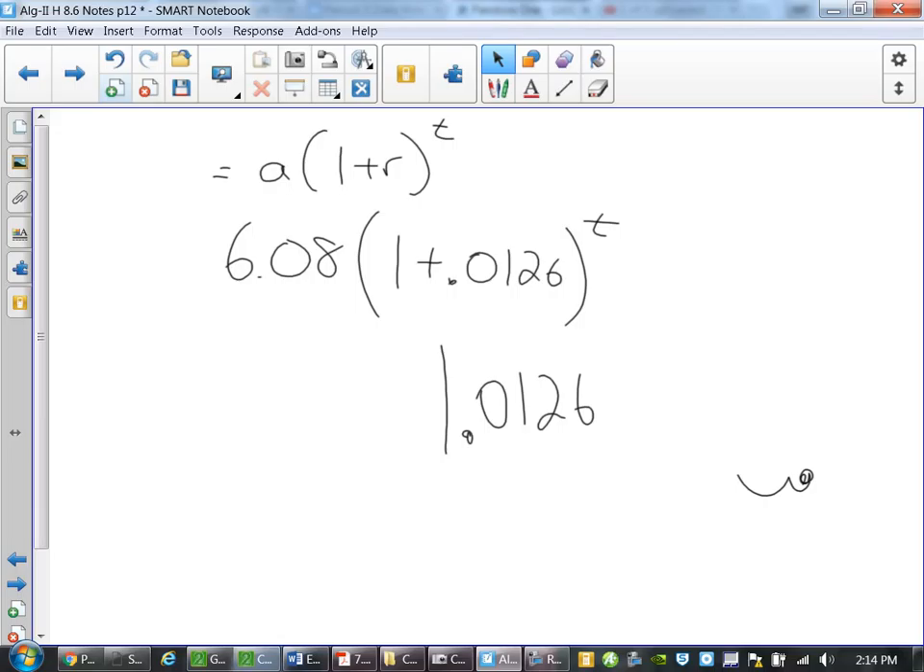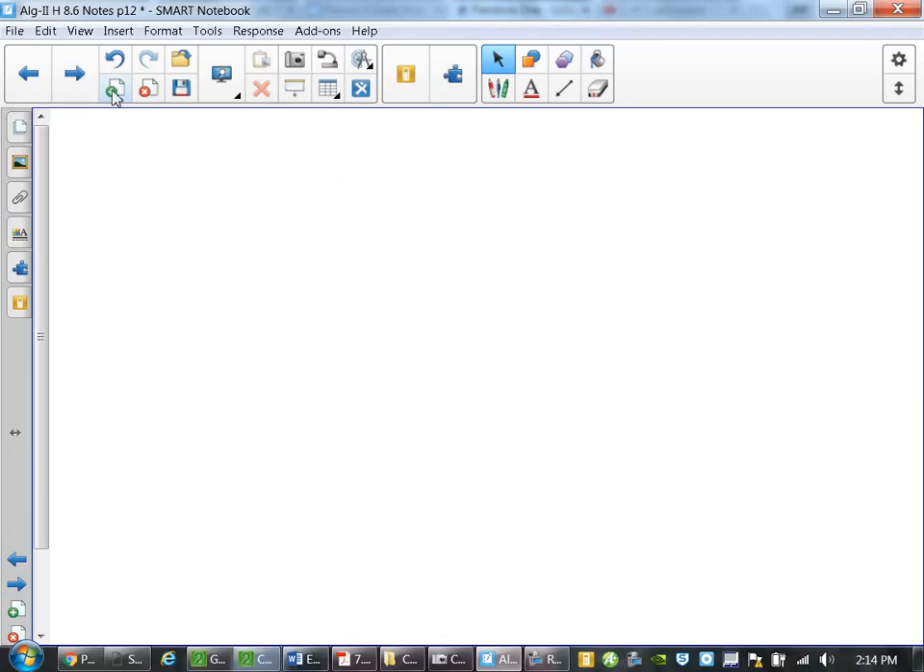Okay. The other thing that comes into play, where was this one? I think it was on the back page. On the back page, they talk about compounding interest and things like that.